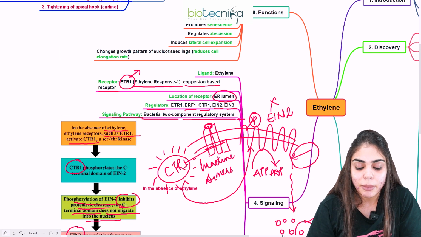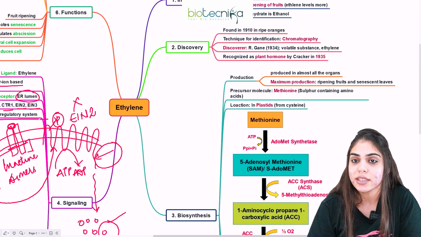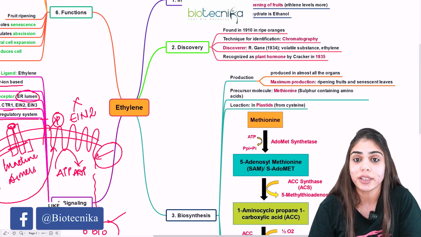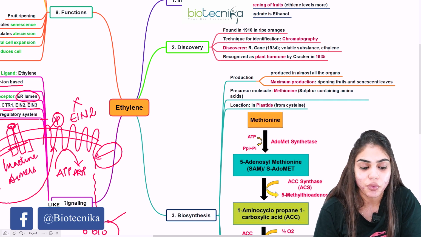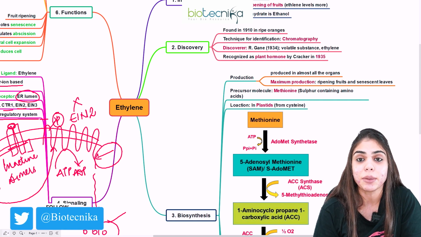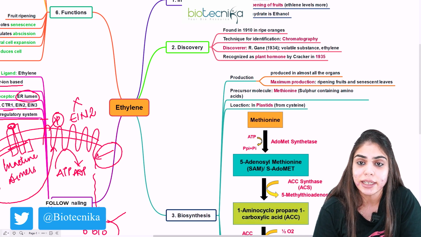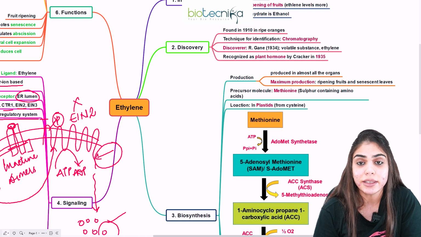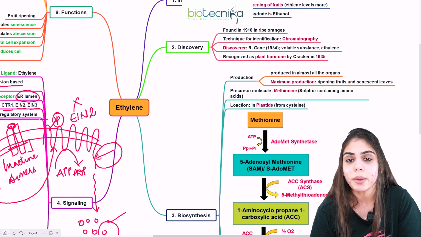So this is all about ethylene biosynthesis, where we have seen the discovery, its detailed biosynthetic pathway, what are the inhibitors and the stimulants involved, what is its functional profile, as well as the signaling mechanism, what happens when the signaling is off, or when the ethylene is not present, or when the ethylene is present. So this is all about the topic.